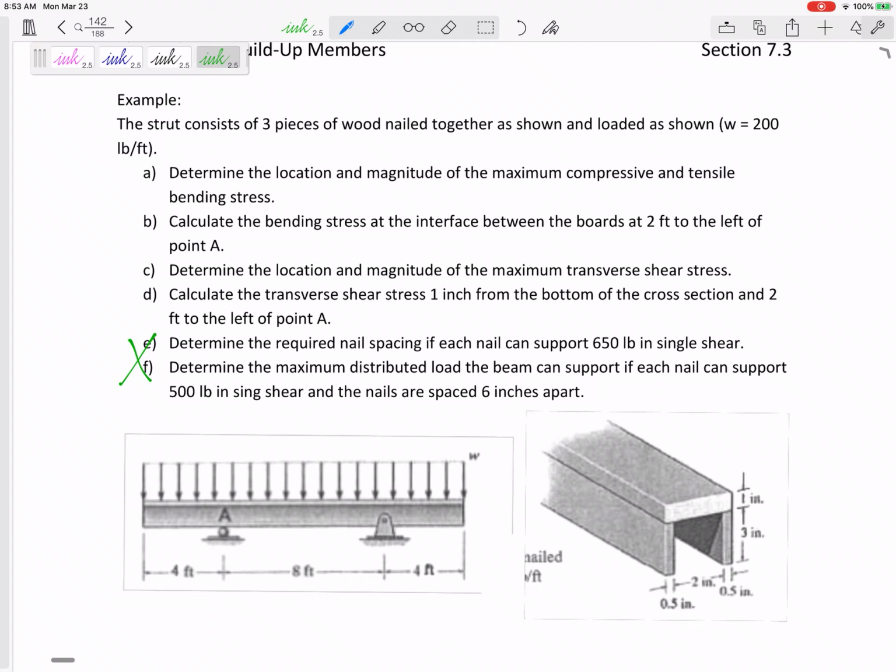Be able to answer, hey, what's the maximum bending stress and where is it? Or, hey, what's the bending stress at this point? Or what's the maximum shear stress? Or what's the shear stress at this point? So we're going to go through A, B, C, D for these types of problems. Then we'll touch on E and F.